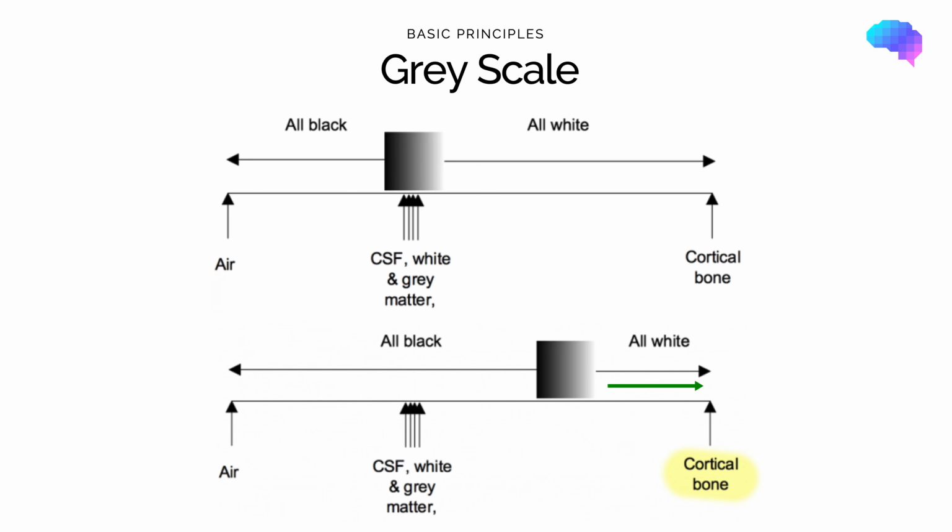And this is where you may have heard of bone window as a setting on any sort of imaging software that you look at. And bone window is essentially just moving the little window of density that we're looking at towards the right hand side so that we can differentiate any defects in white structures such as bone.